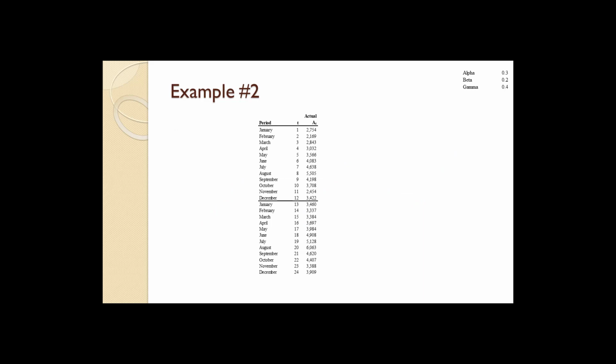The screen now shows a second example for you to try. Use an alpha value of 0.3, a beta value of 0.2, and a gamma value of 0.4. Since you've seen an example already, let me suggest that you pause the video and try to work this problem on your own. Once you're done, you can use the video to check your work and spot any mistakes you might have made.